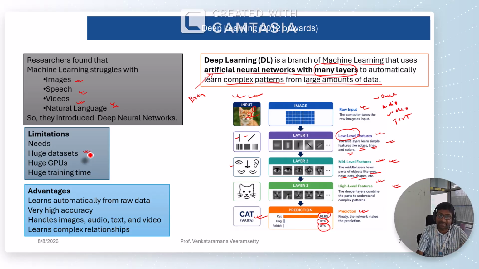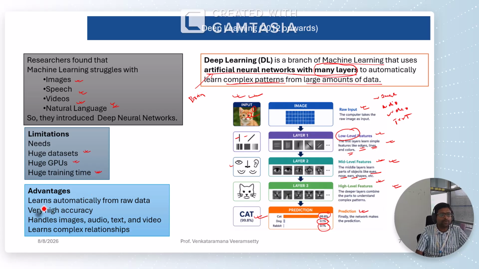So you require a huge amount of data sets, and you require GPUs, because it takes more computation. You also need more training time, because we are dealing with a huge amount of data.